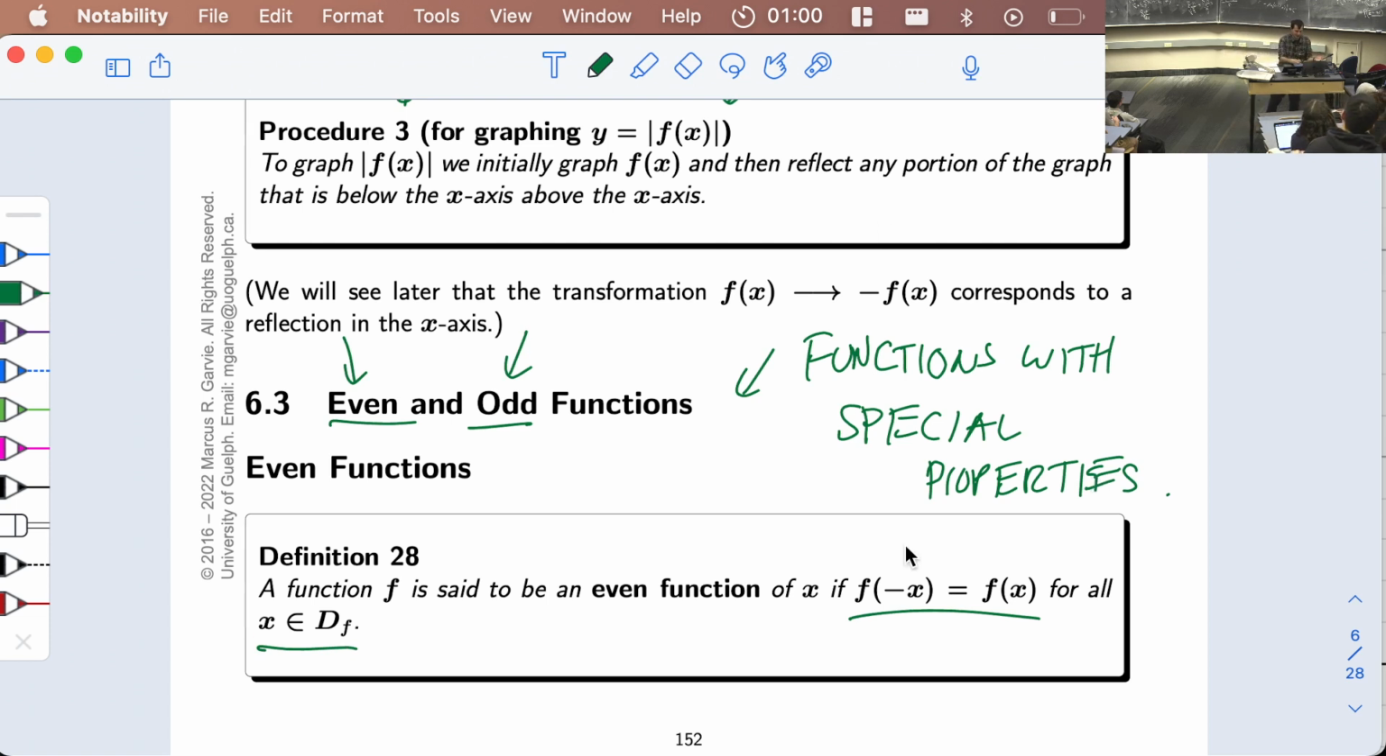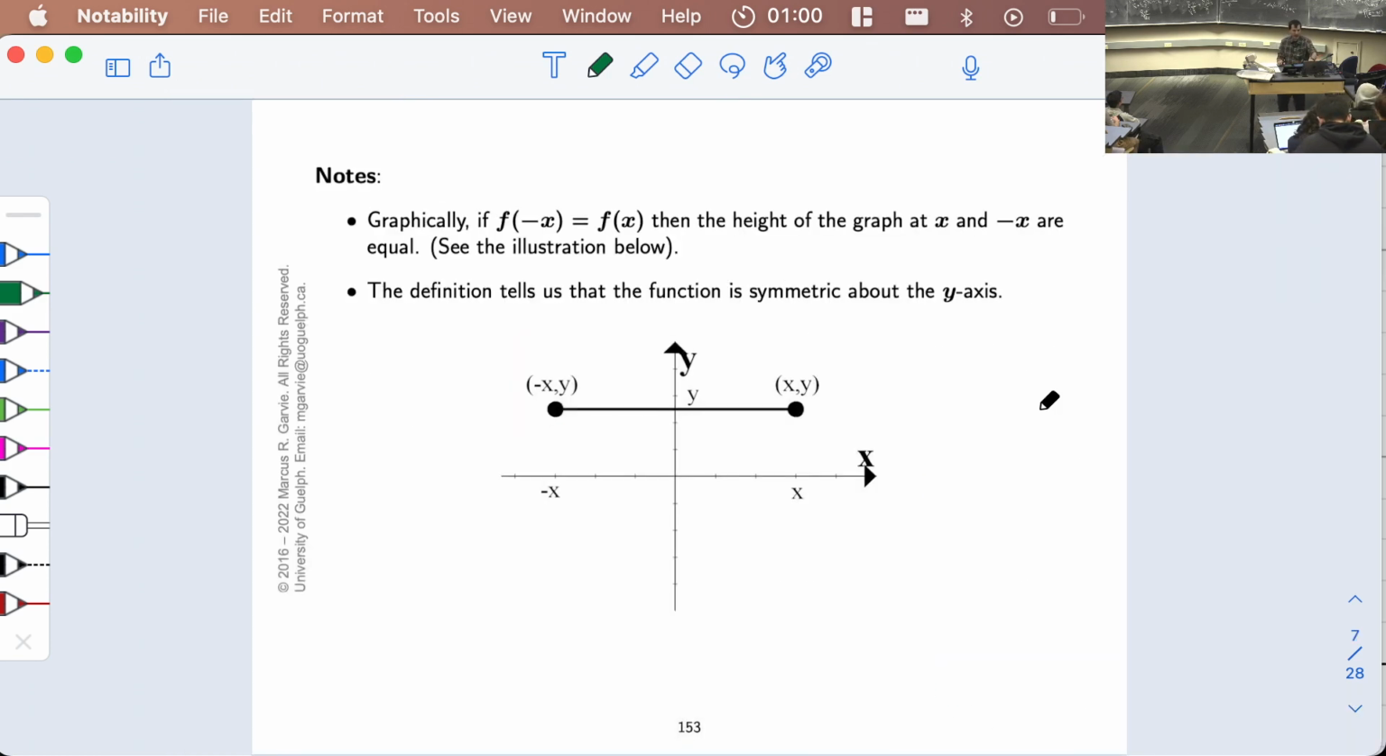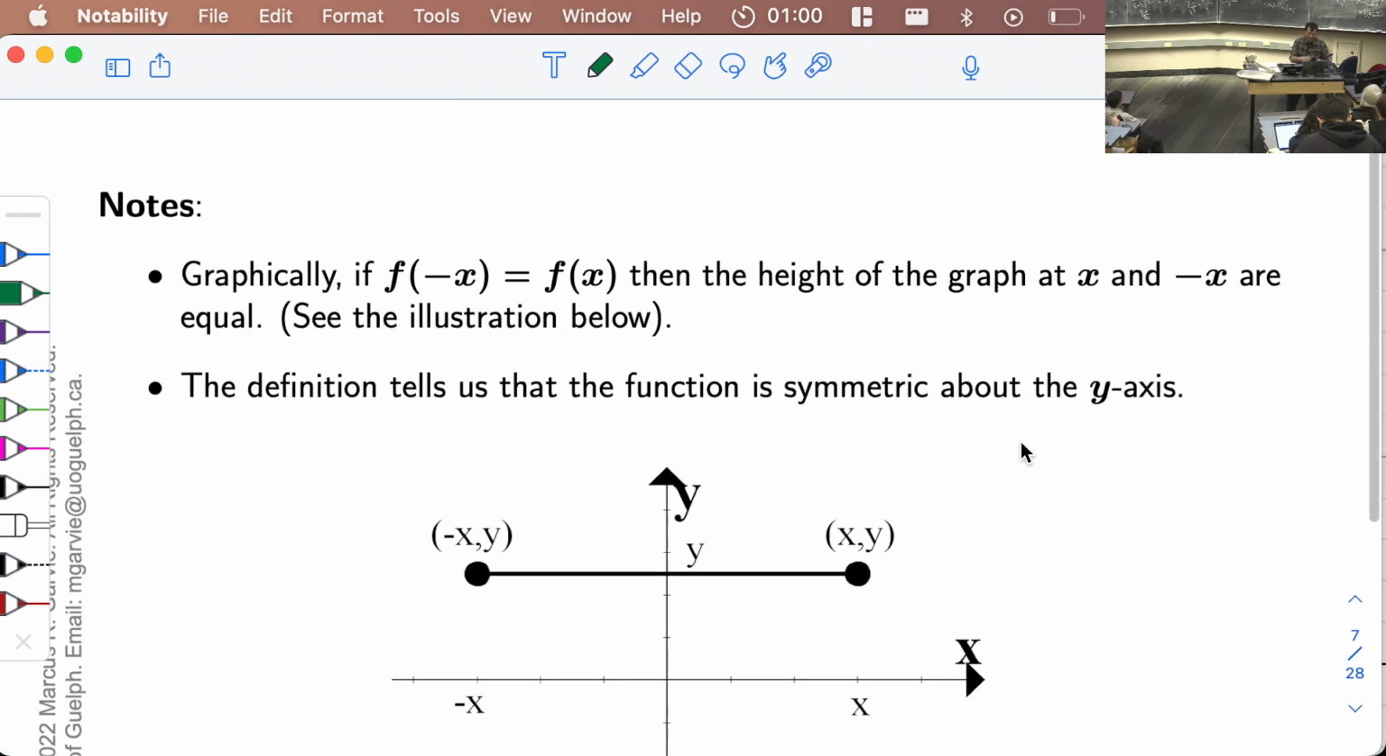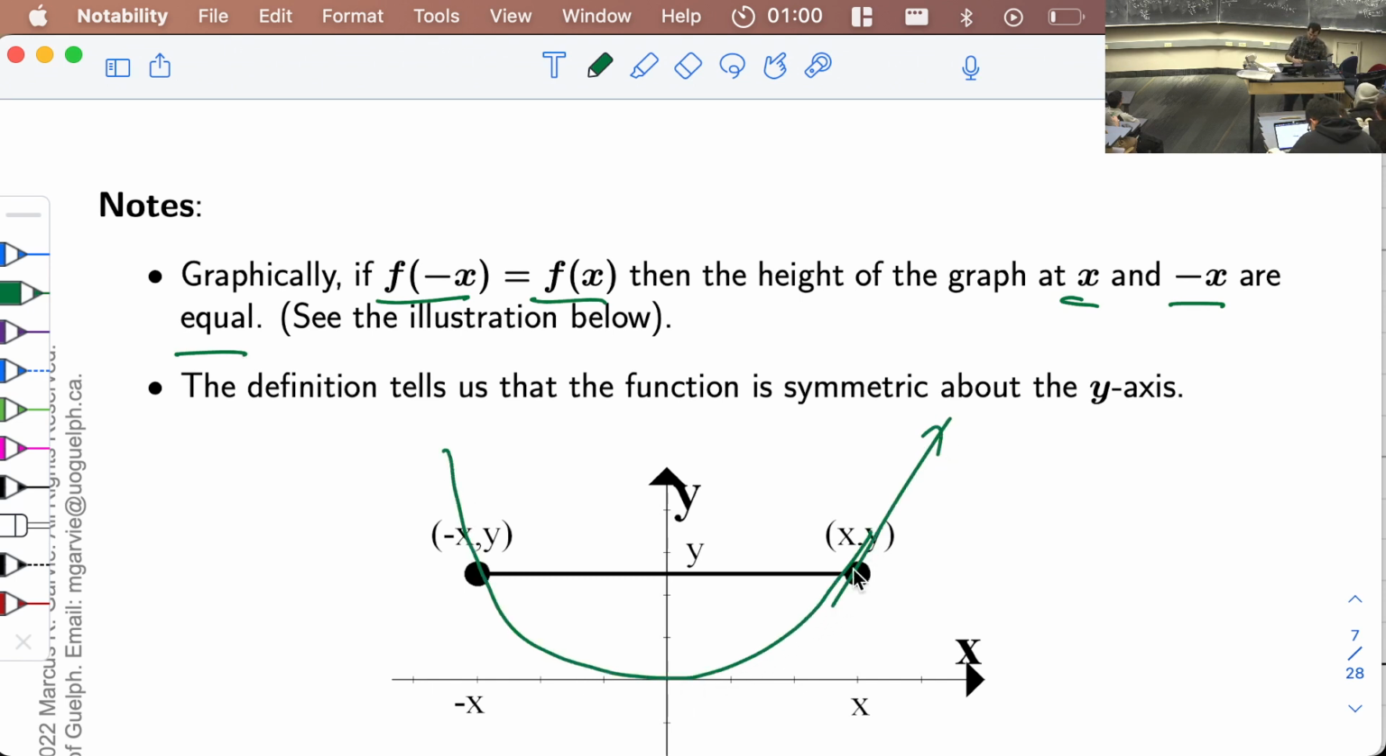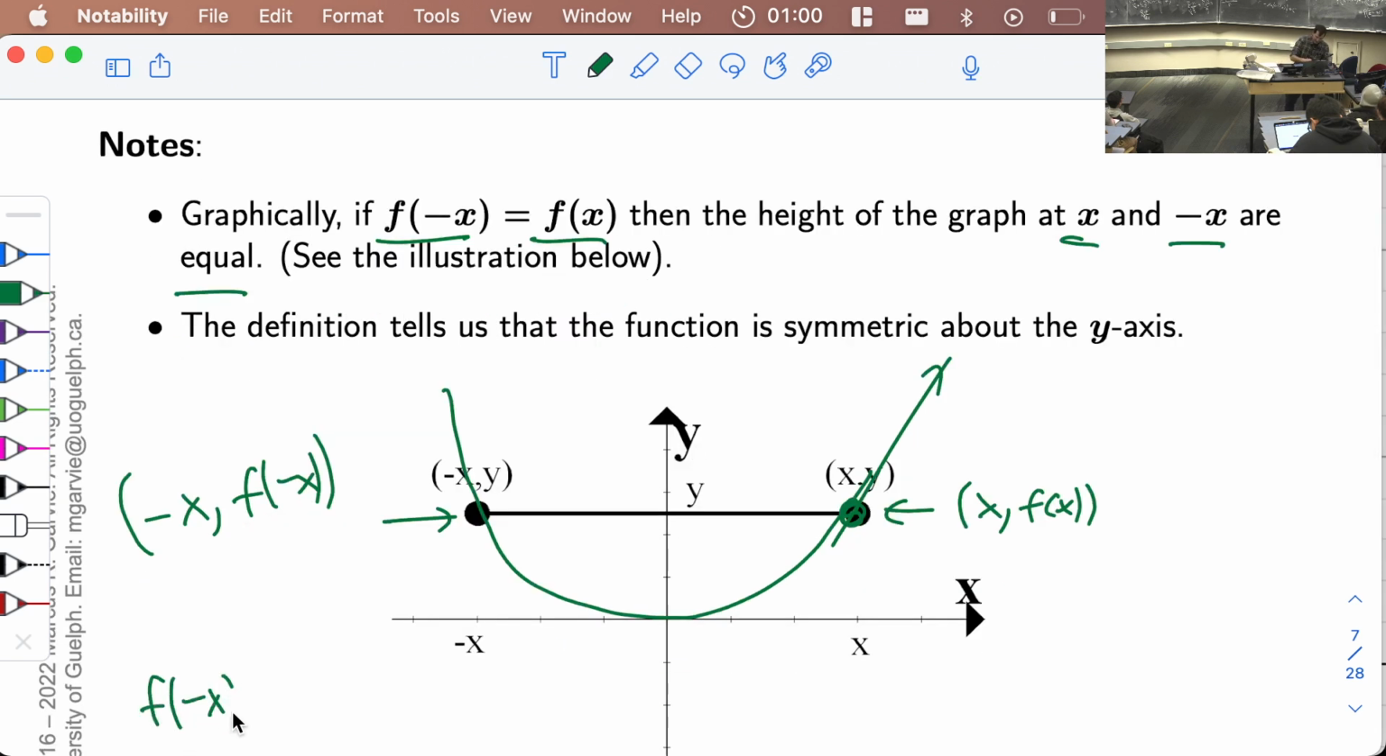What does this have to do with symmetry? This is some kind of crazy equal sign for the function. Here is why it has something to do with symmetry. Graphically, if f of minus x equals f of x, then the height of the graph at x and minus x are equal. So when you draw the graph of the function, maybe the function looks like this, on the graph you have the point x, f of x. And over here you have the point minus x, f of minus x. So the statement f of minus x equals f of x means, what does it mean? It means it's the same height.